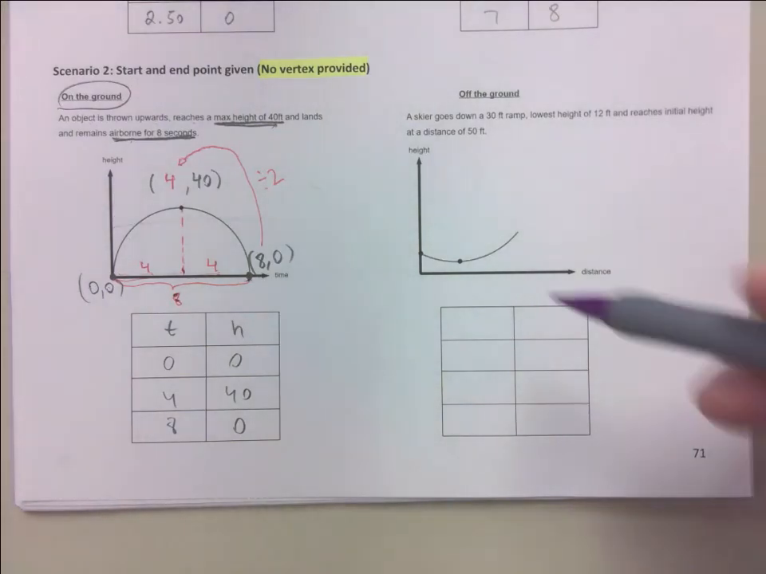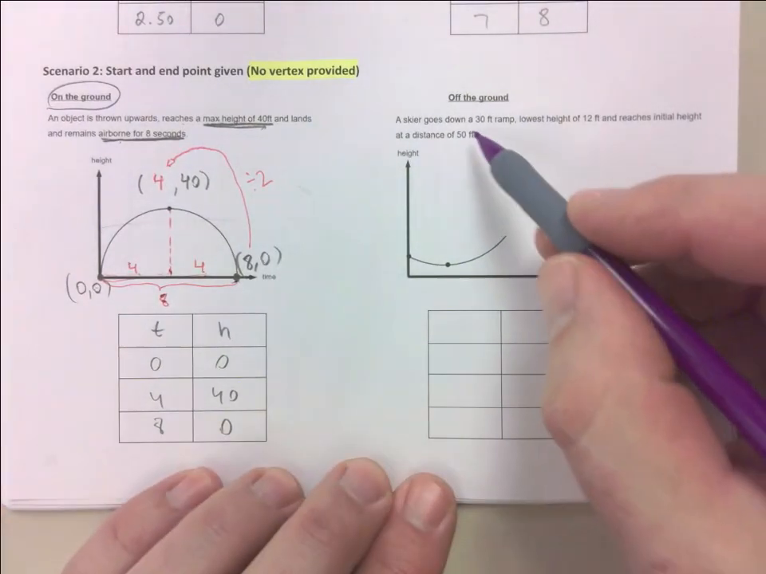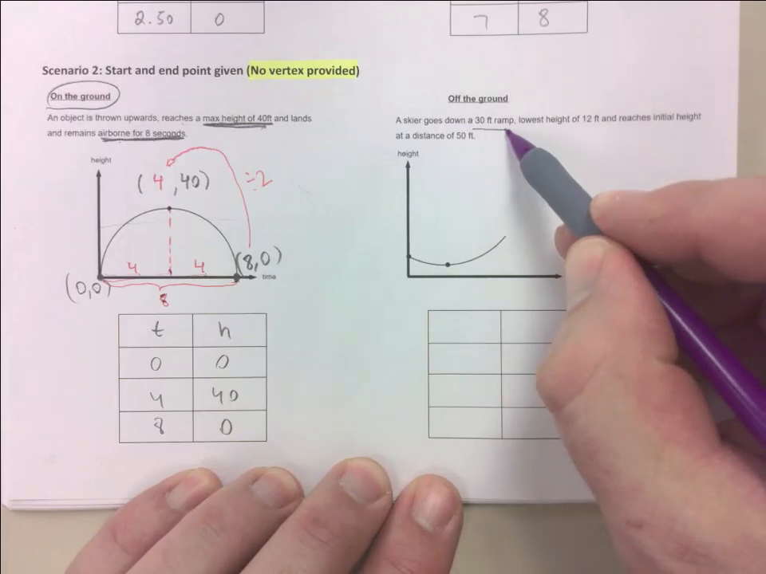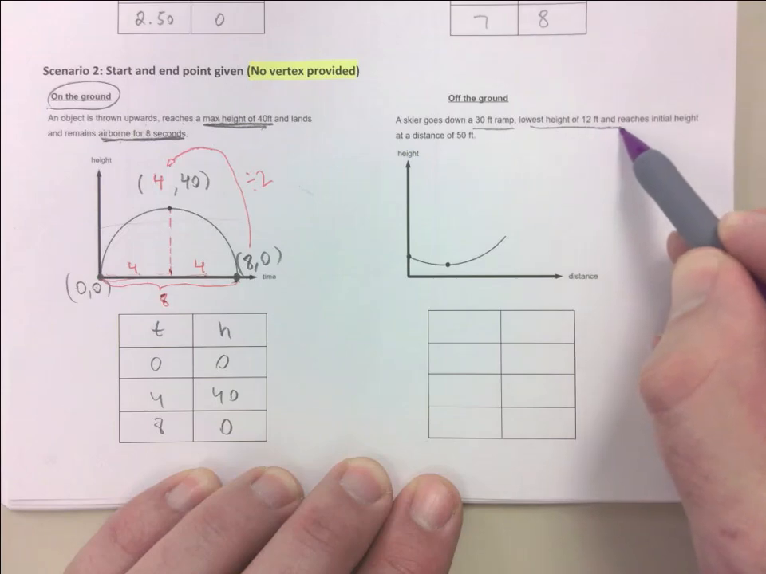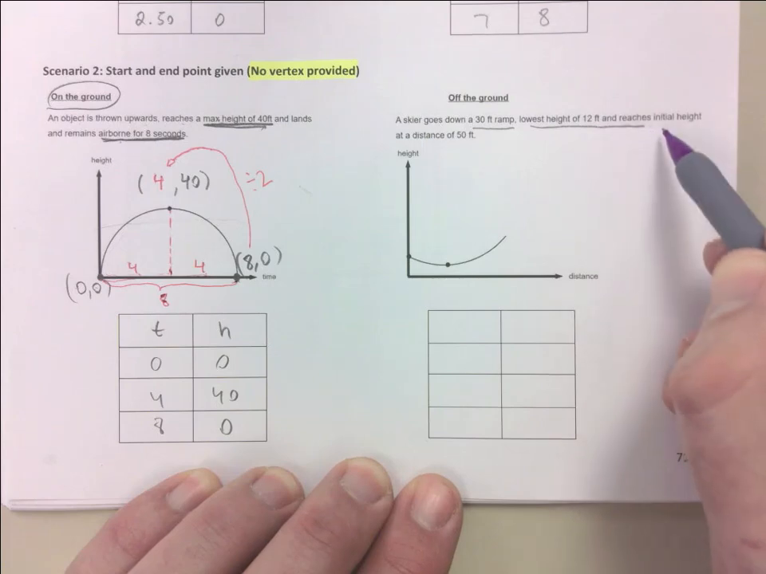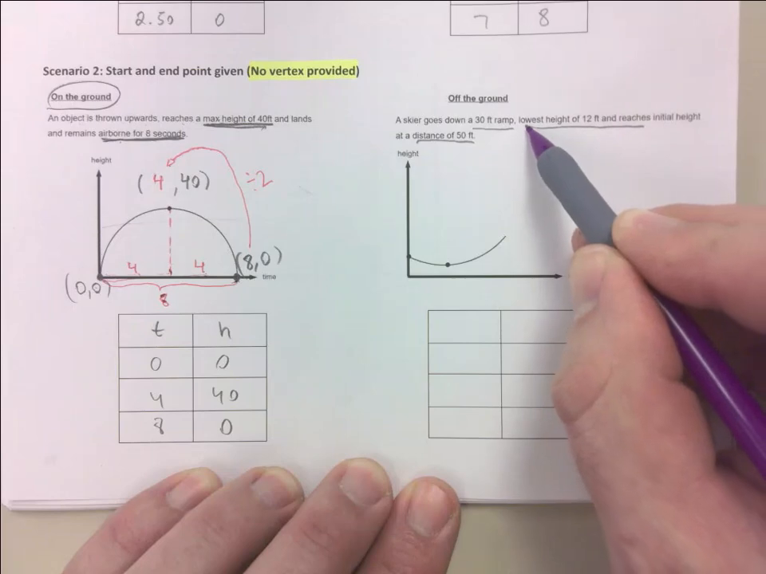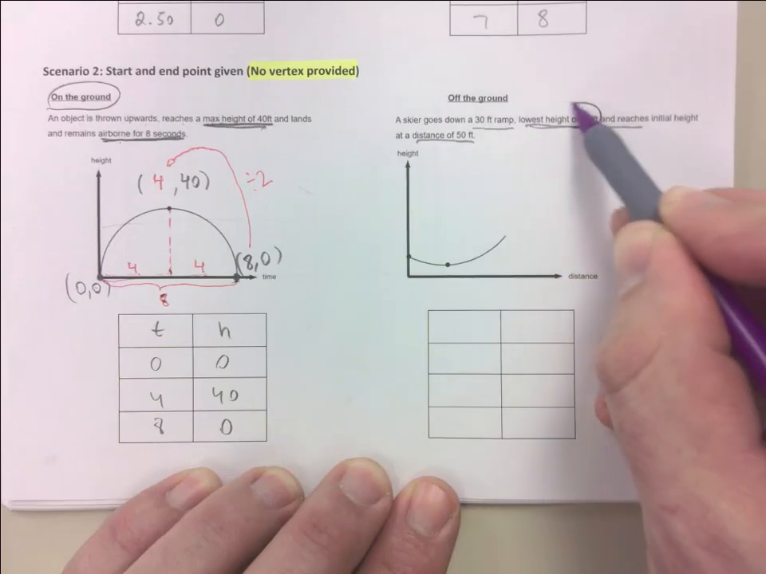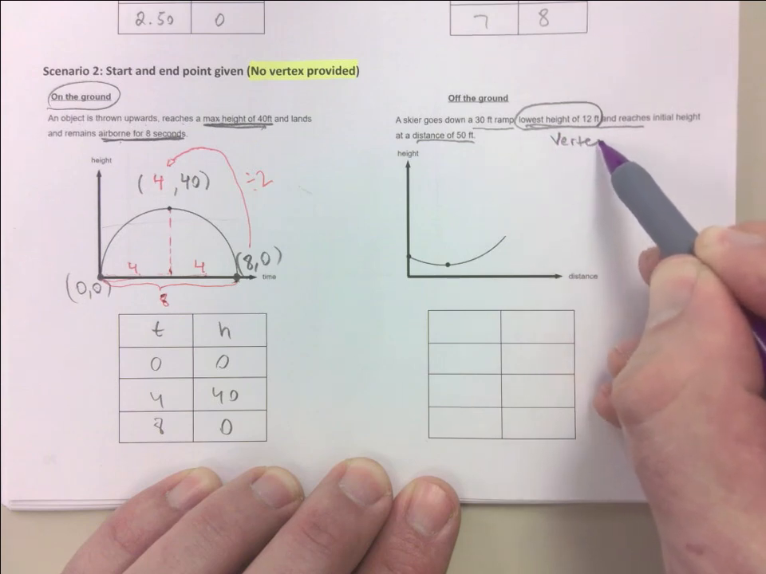And 7, let's do this one here. A skier goes down a 30-foot ramp. The lowest height it reaches is 12 feet, and it reaches the initial height at a distance of 50 feet. This one is a little harder, right? But the lowest height is this. That is my vertex for sure. Part of it.